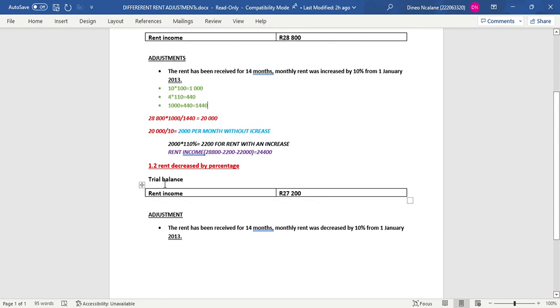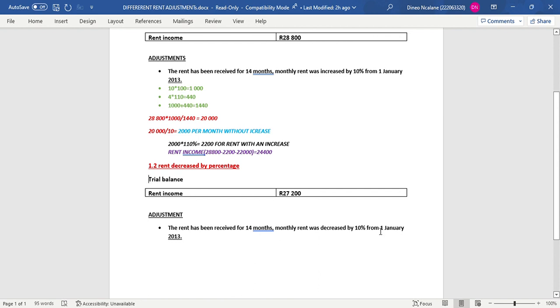In this case, we will just look at the trial balance as we did before. Then the financial year is still the same from 1 March to 28 February. Okay, now let's look at the adjustment, because the trial balance shows us 27,200, which is the amount of rent that we have on our books. So the adjustment says the rent has been received for 14 months again, which means here we have the rent received in advance, and those in advance months are two. It's March and April.